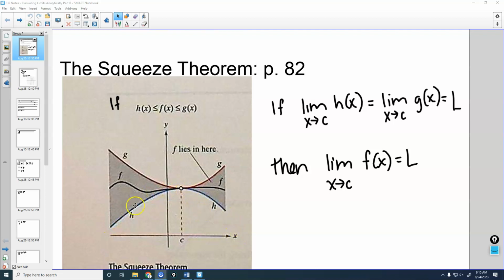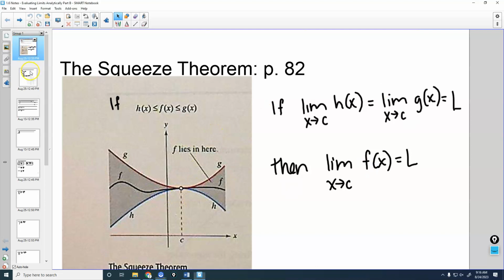Okay? So if this is true, and we know that the limit as x approaches c of h, the bottom function, equals the limit as x approaches c of g, the top function, if g and h have the same limit, what do we have to know about f? It's got to have that same limit too, right? It's got to go to that same point, because if it's always between those two functions and those two functions meet, it's sort of squeezed in there.